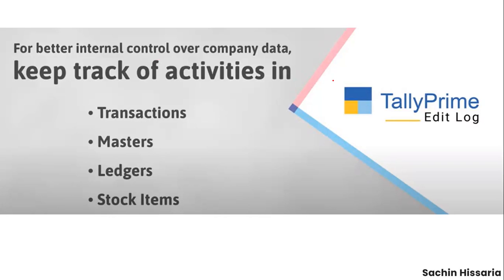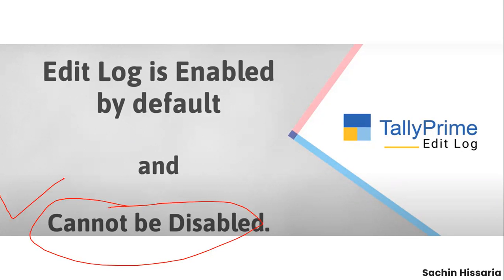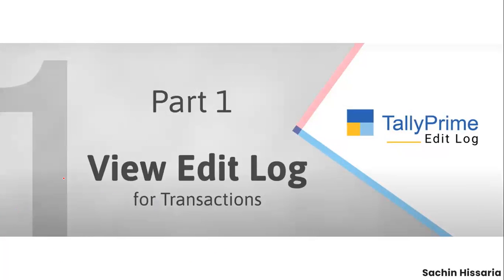So now in the new version of Tally Prime, which is Tally Prime Edit Log, you can keep track of activities, whatever transactions you have passed, whatever masters there are in Tally, such as ledgers and stock items. Whatever changes you are doing, all those changes will be recorded. And as I told you, nobody can disable the log, because that is a prime requirement of Rule 11G. So Tally has added a feature where the user cannot disable the log.